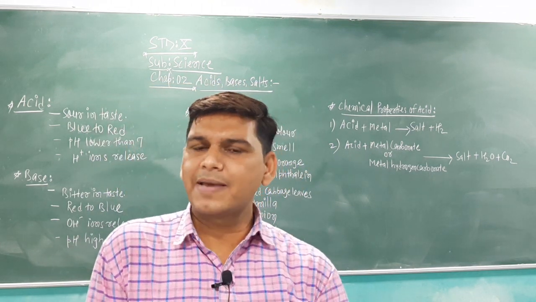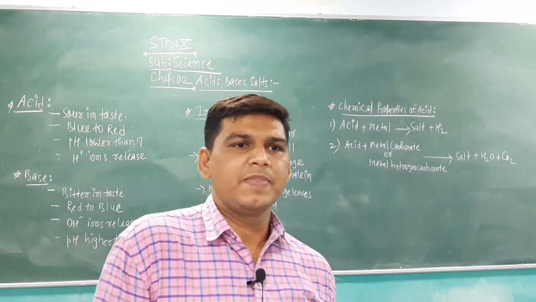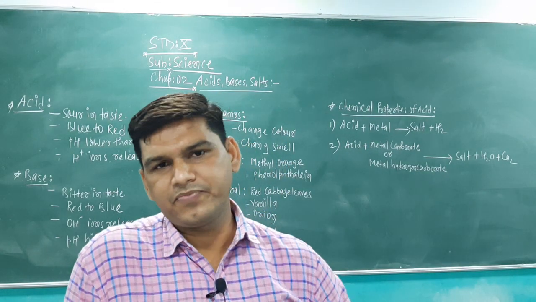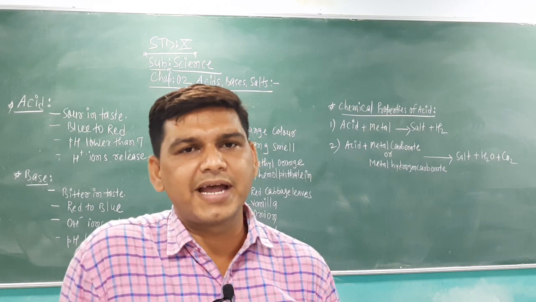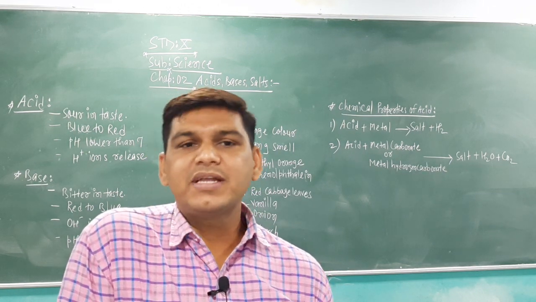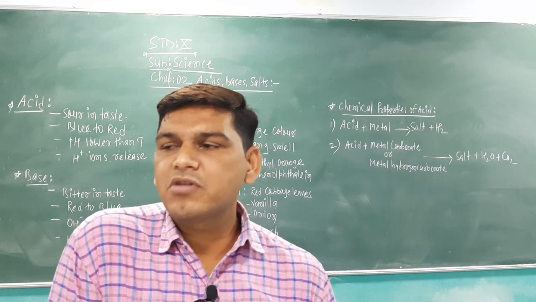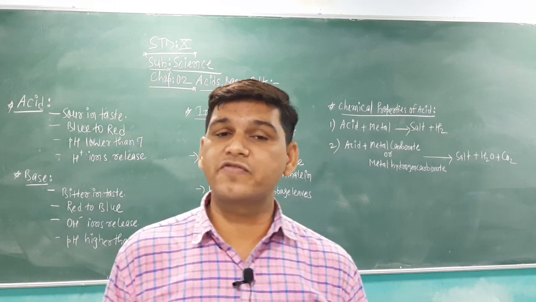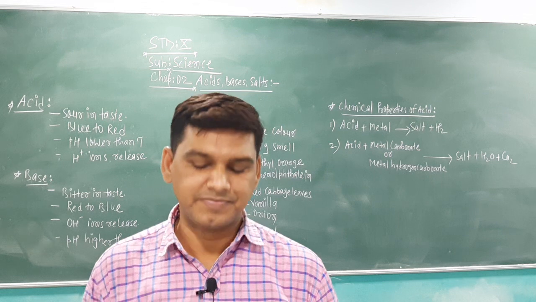There are four or five chemical properties which belong to acids, but we are discussing only two of them because we have limited time. So first, the chemical properties of acids. The first is the chemical reaction of an acid with a metal.